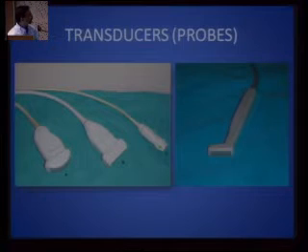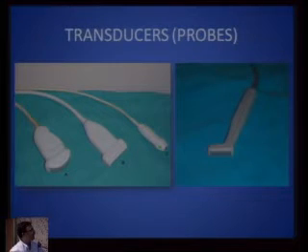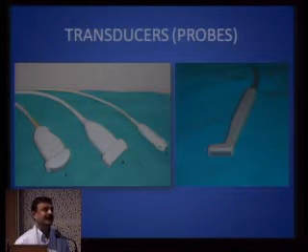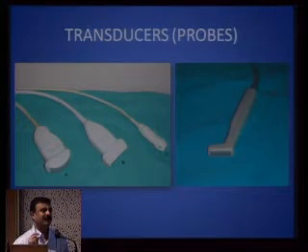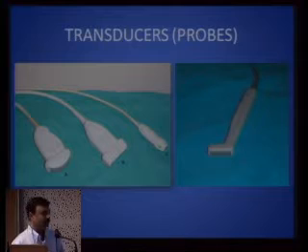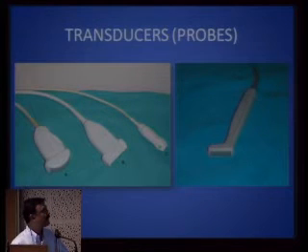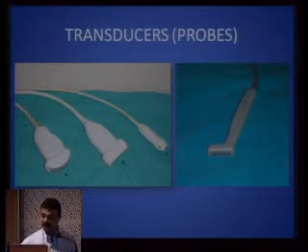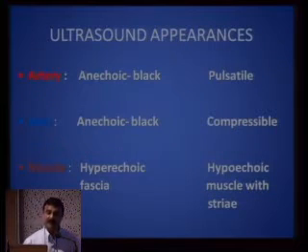So these are various types of transducers. This is a curved transducer. This is a linear transducer. This is a phased sector array transducer, which is useful for transthoracic echoes and lung ultrasound, where there's a very narrow space for you to put your ultrasonic transducer. And this is a hockey stick probe, which is very useful for pediatric applications.